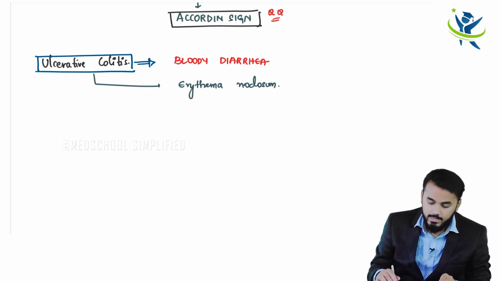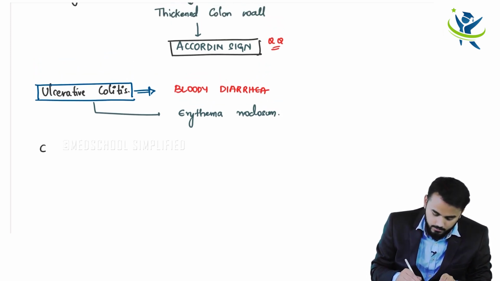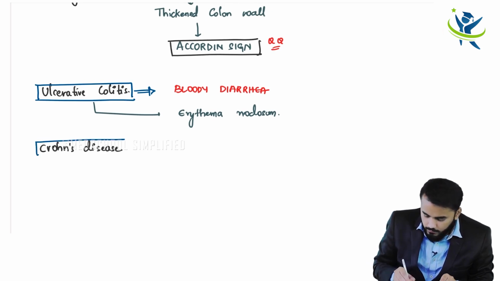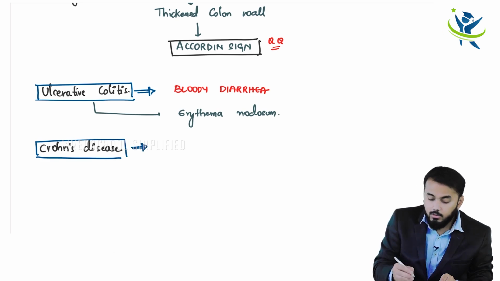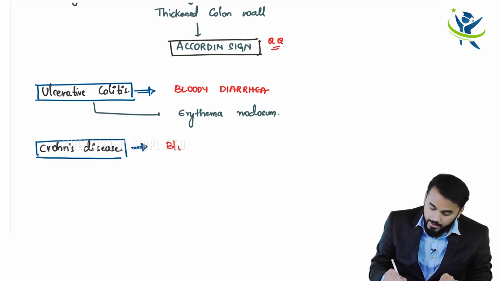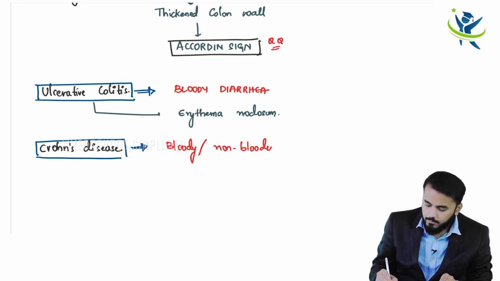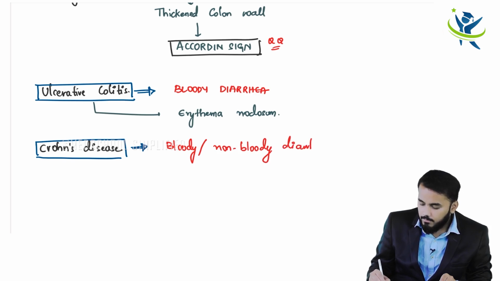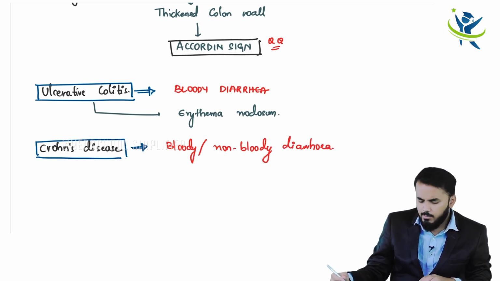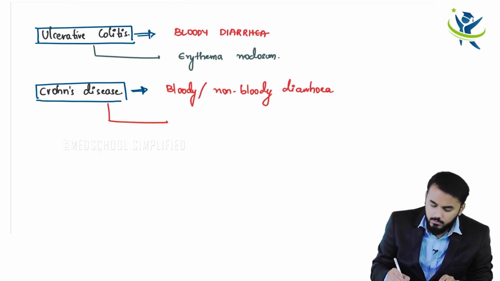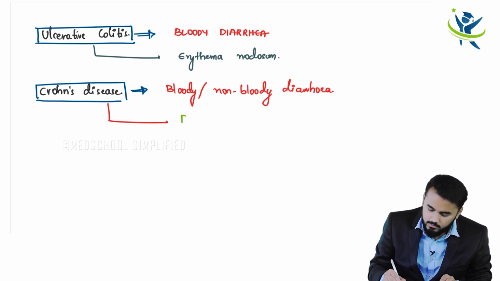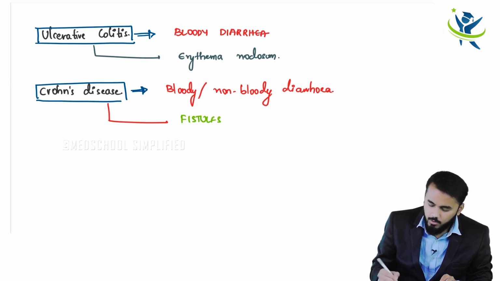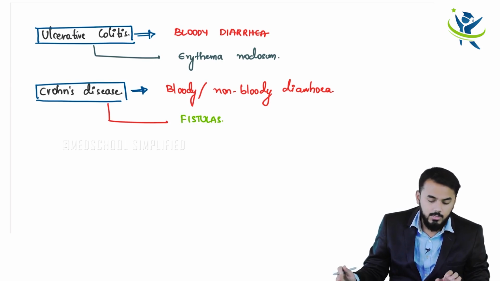So why not Crohn's disease? Because even in Crohn's disease I see diarrhea. Even in Crohn's disease there might be bloody or non-bloody diarrhea, right? But most commonly, what do you find in Crohn's disease? You find fistulas. Fistulas are common in Crohn's disease.